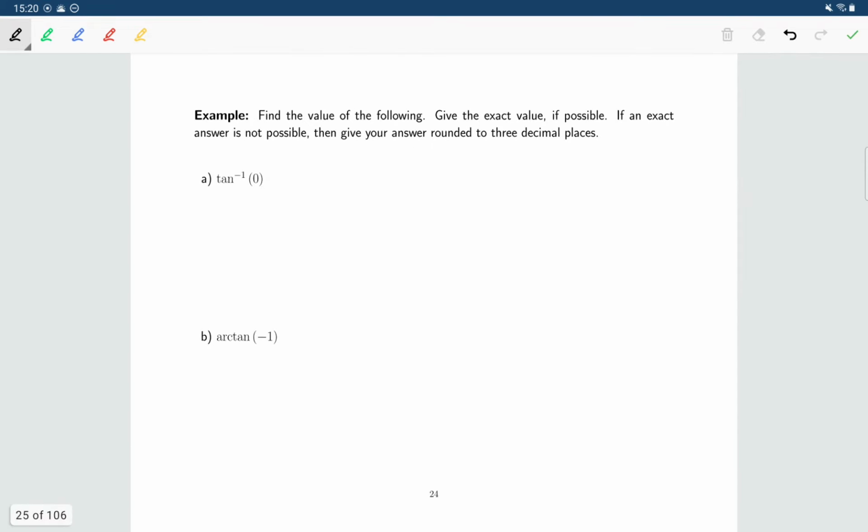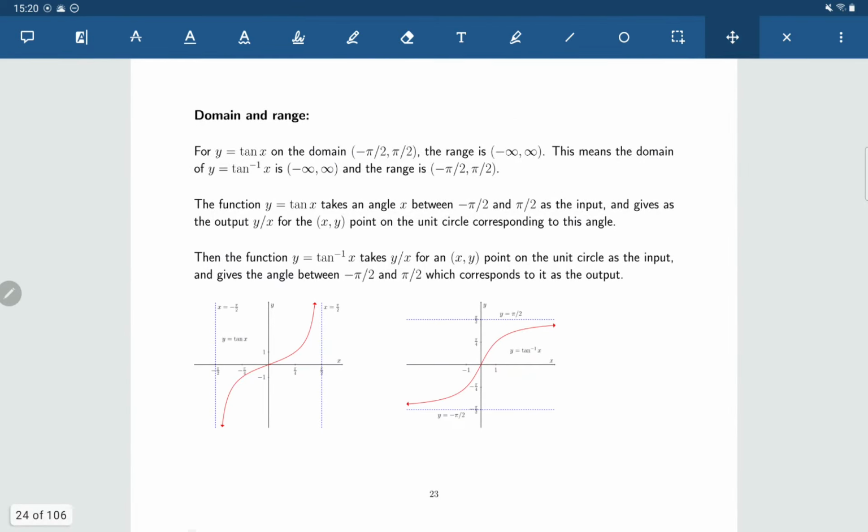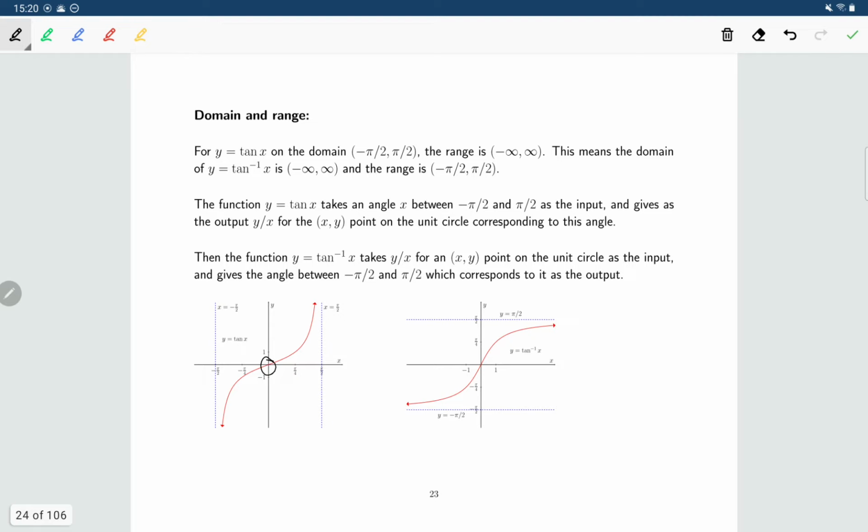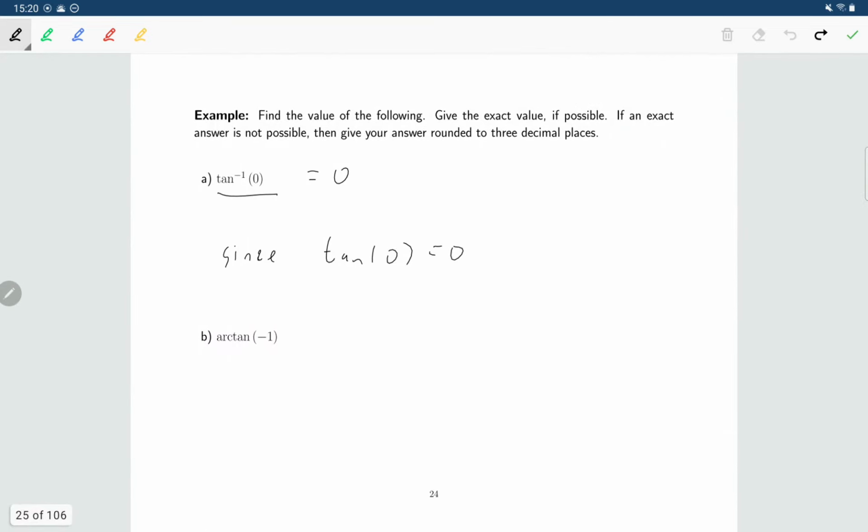Okay, so same thing that we do for all of our trig functions, finding the inverse trig functions either by knowing the graph of tangent or by using special triangles. So if you know the graph of tangent, then the first one is easy enough to answer. Tangent inverse of 0 is 0, and we know that since tangent of 0 is equal to 0. You know that because the graph of tangent passes through the origin, so 0, 0 is a point on the graph, which means tangent of 0 is 0, which means tangent inverse of 0 is 0.